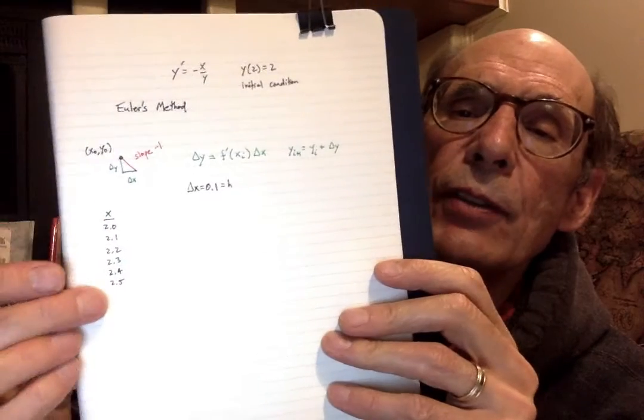So that's delta x. Sometimes people call that h. H is like when taking derivatives, it's the horizontal offset, and we can use it either way. So we're going to have a table of x's: 2.0, 2.1, 2.2, 2.3, 2.4, and 2.5. That's what we're given because we know the change in x.